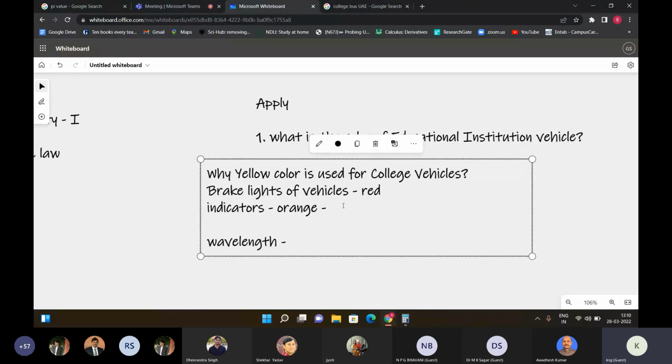I'm talking about the scenario which is happening in other countries, but in our country it is quite different. Only when the college bus is going, the people will be taking that lane, or they will just cross it like that. But for easy identification that the vehicle traveling before us is an educational institution bus, we have this yellow color.